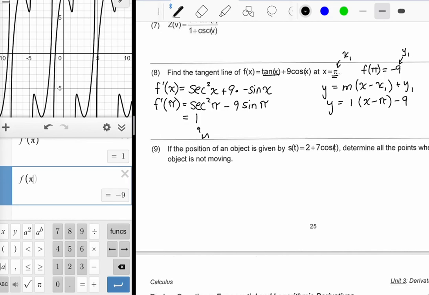Wait. But the f of pi on the left is equal to 1. Or the f prime of pi. Right. Oh, so then that's the f of pi. Okay. Right. I get that. Fix the m there.